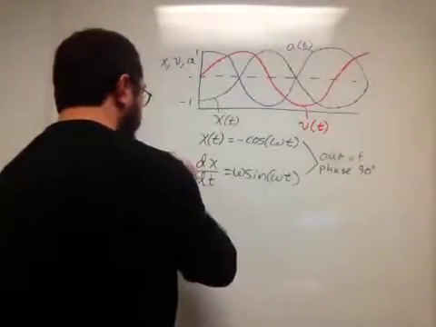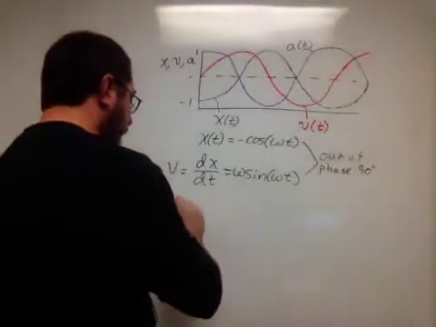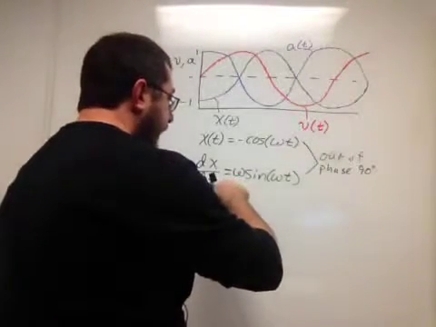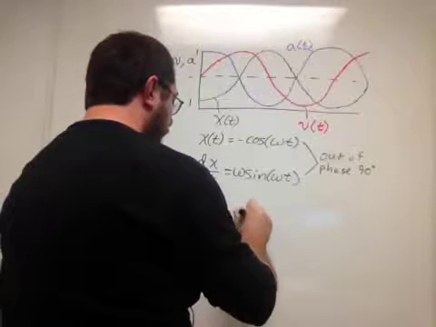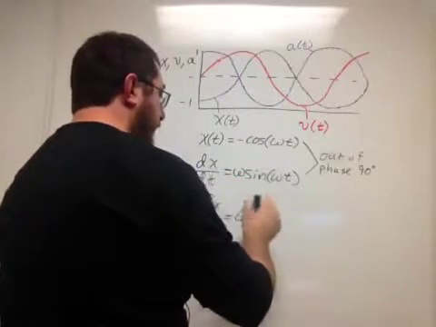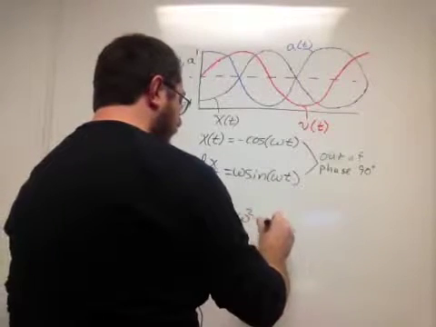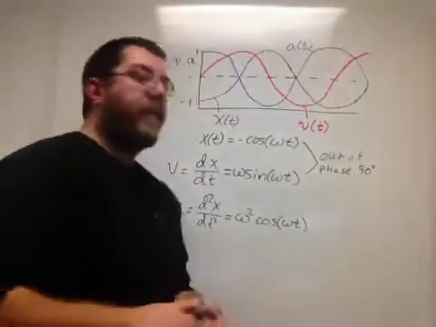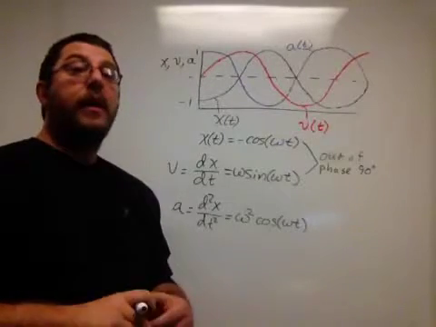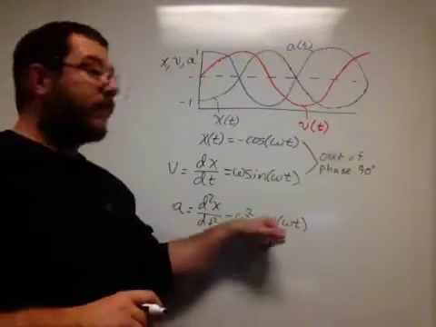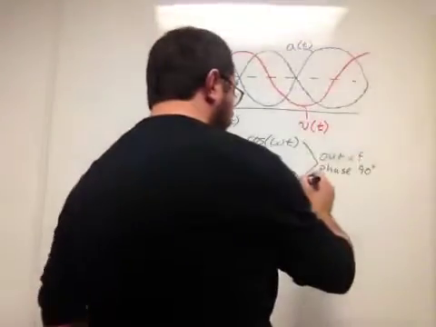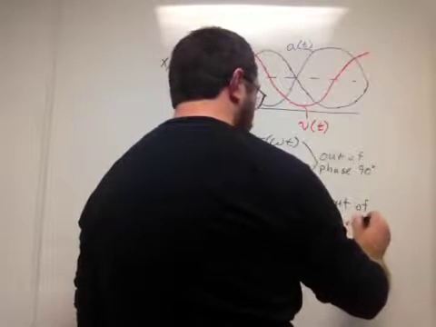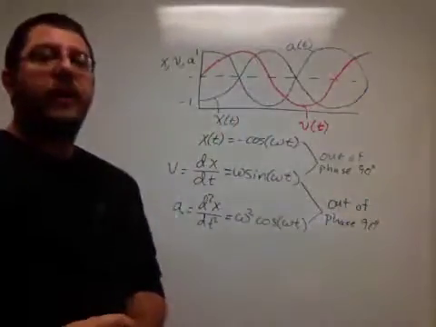Now what about the acceleration? Again, that's the velocity. My acceleration is going to be the second derivative. If I take the second derivative, applying the chain rule again, I get an extra omega out front, and the derivative of sine is cosine. So we have omega squared times cosine omega t. Again, this is a cosine function and this is a sine function, so these two are also going to be out of phase by 90 degrees.